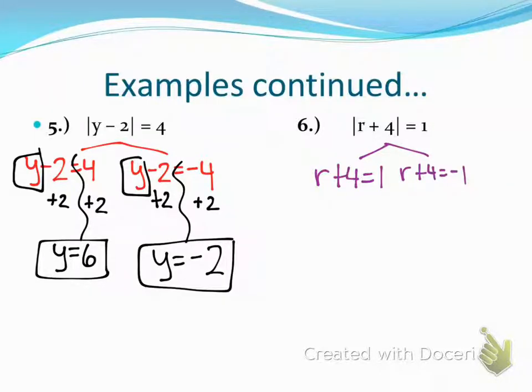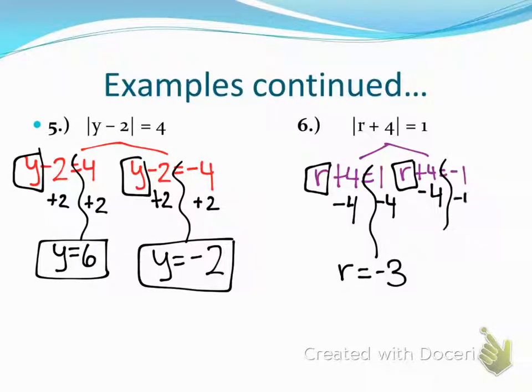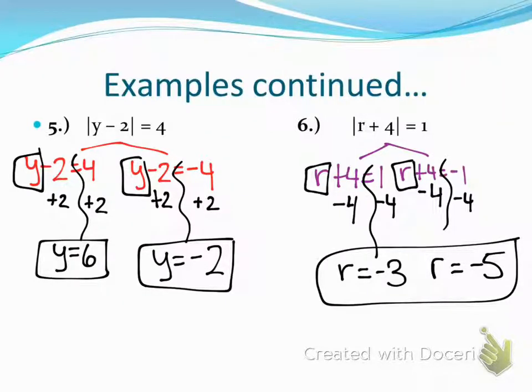Hopefully we're getting the hang of how this works, our pattern of setting up these 2 equations. Now we have to solve both of them. How do we solve these? Subtract 4 from both sides. Alright, 1 minus 4 gives me -3. We use the same steps to solve the other equation. We still have to subtract 4 from both sides, but what do we get this time? -5. Very good. So those are both of our answers.